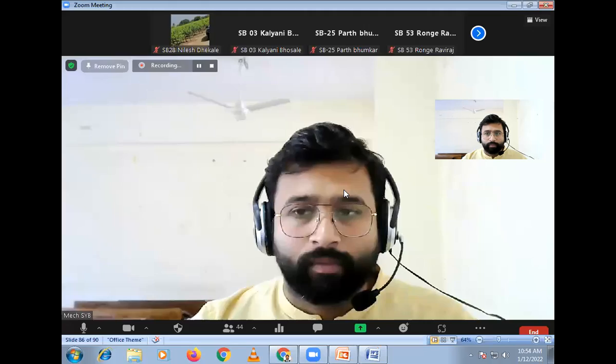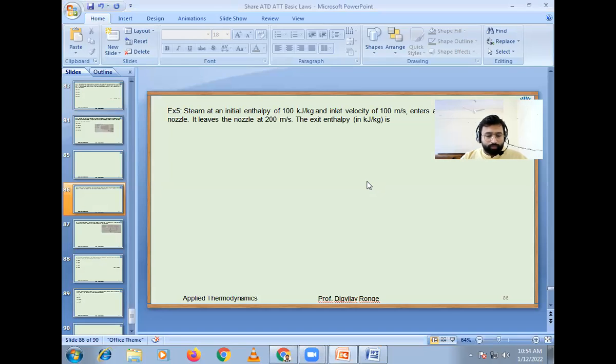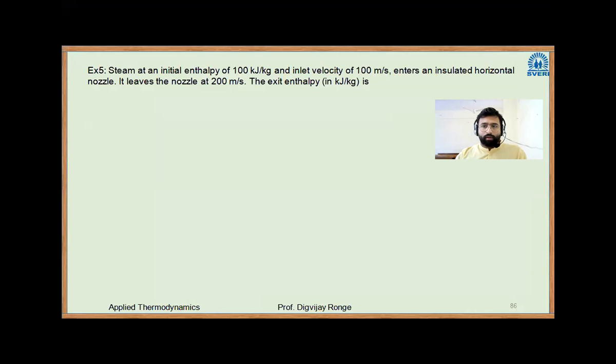Okay, so again I will share my screen, and we'll solve this numerical. I hope the numerical is visible to all of you. It says steam at an initial enthalpy of 100 kilojoule per kg and initial velocity of 100 meter per second enters an insulated horizontal nozzle. It leaves the nozzle at 200 meter per second. The exit enthalpy is.